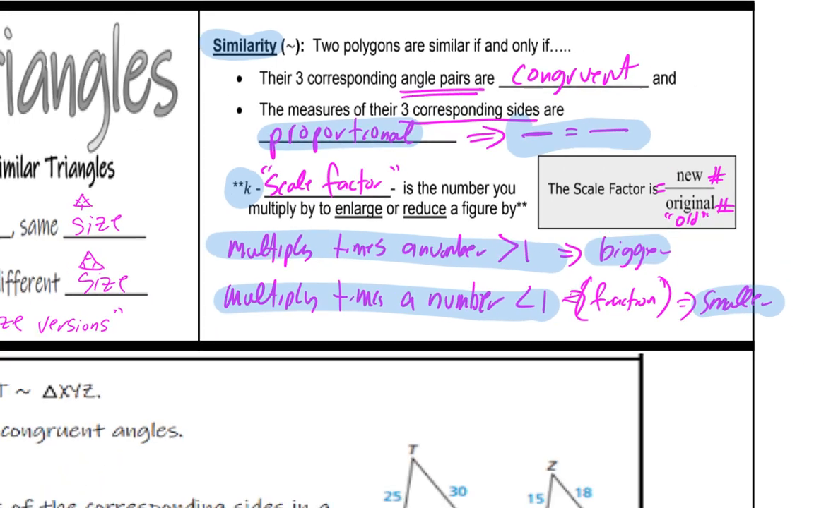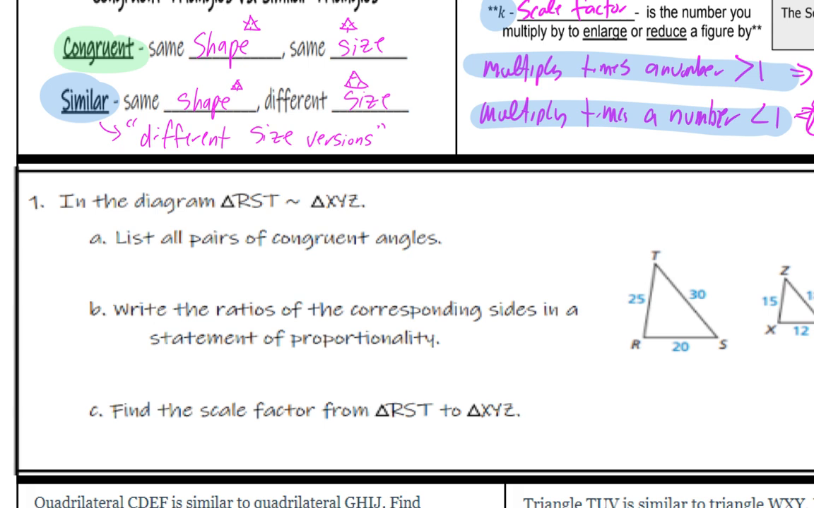Let's look at this diagram right over here. It says list all the pairs of congruent angles. It says triangle RST and this symbol XYZ, but this means similar. So similar is going to be this symbol, and congruent is similar to that, but it has an equal sign. Congruent is going to have that symbol, and similar is going to have that symbol. So list all the pairs of congruent angles, because we said similar means the angles are going to be the same.